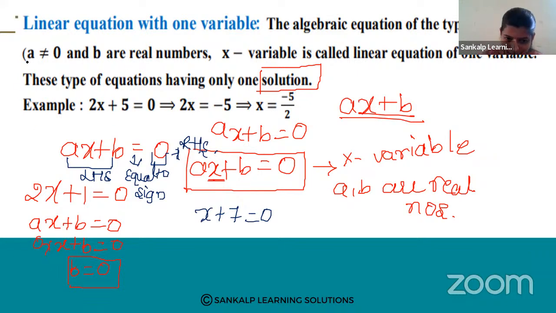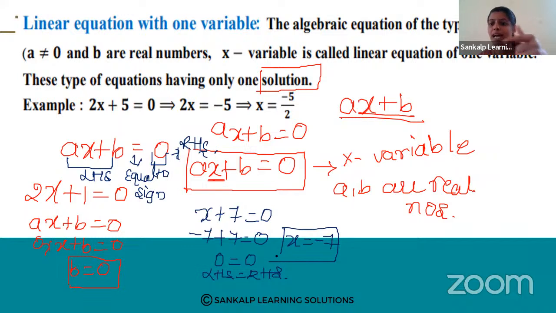So if I write minus 7 plus 7, what will happen? Yes, minus 7 plus 7 is equal to 0. That means minus 7 plus 7, it is 0 only. 0 is equal to 0. So LHS is equal to RHS. Right? That means in which value of the x? x is equal to minus 7. If I substitute x is equal to minus 7, then only I can get LHS is equal to RHS.